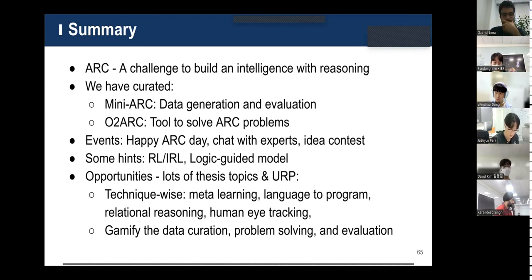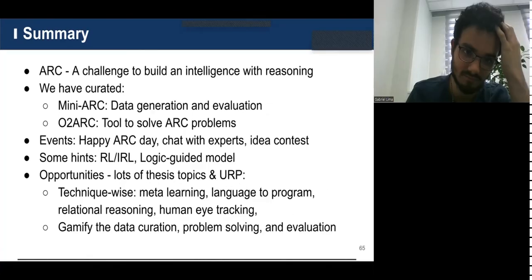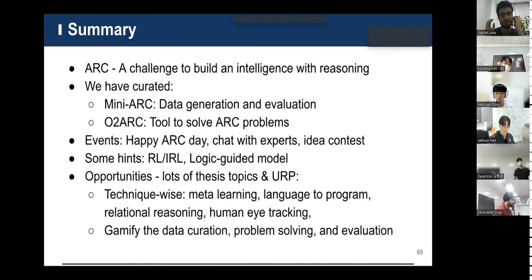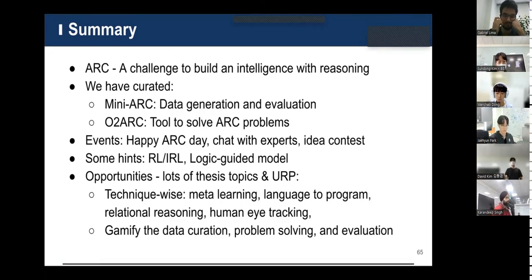And the last one is more interesting. We would like to gather some more features. Maybe we can track how human eyes move on seeing those examples through time. And the second part, we can also gamify this data curation and problem solving process. We would like to scale up these projects by having more inputs.